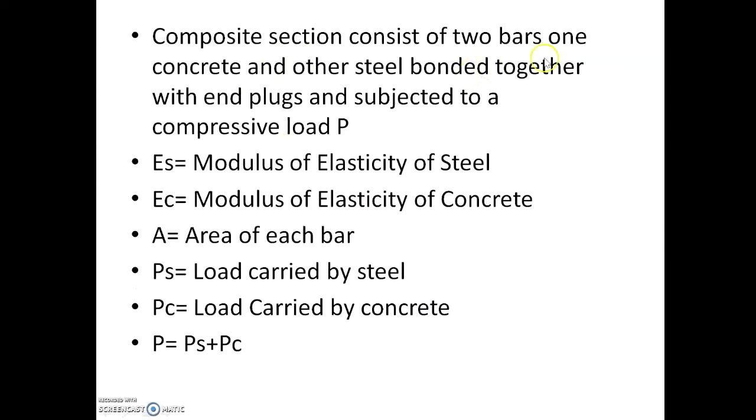The composite section consists of two bars, one concrete and the other steel, bonded together with end plugs and subjected to a compressive load of P. In this case, we are considering these constants: Es is the modulus of elasticity of steel, Ec is the modulus of elasticity of concrete, A is the area of each bar, Ps is the load carried by the steel, and Pc is the load carried by the concrete. The total load P is equal to Ps plus Pc.